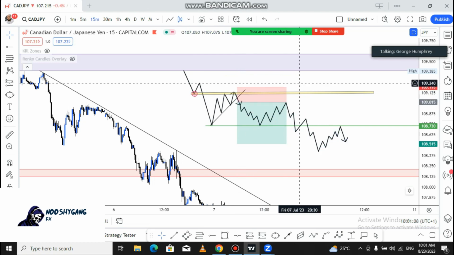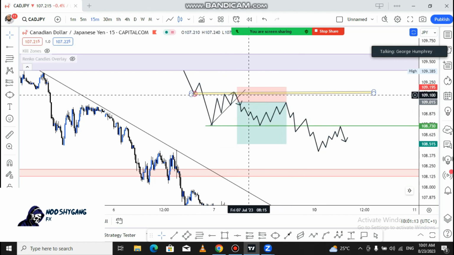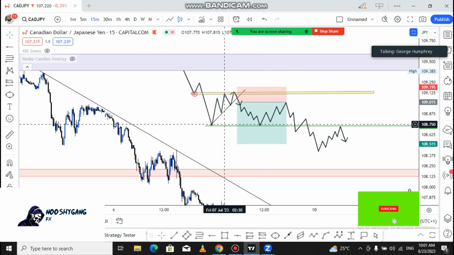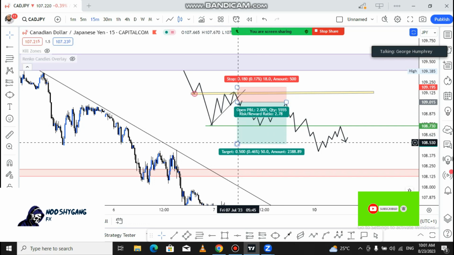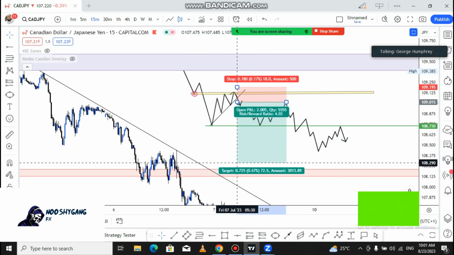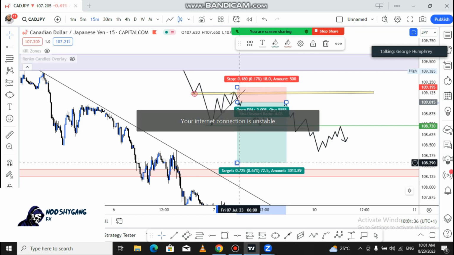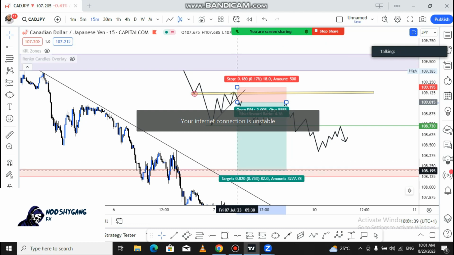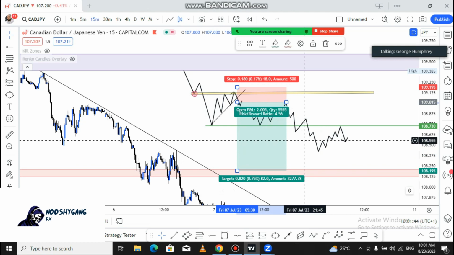Your stop loss is above the high, and then your first take profit is this low. This last low should be your first take profit, while your overall take profit should be this zone over here. Are we there?